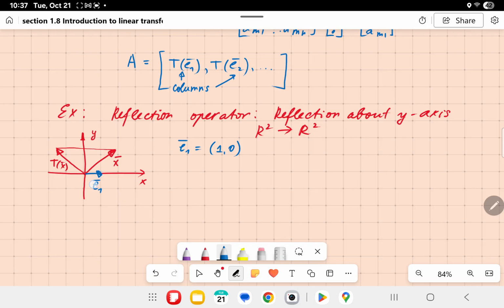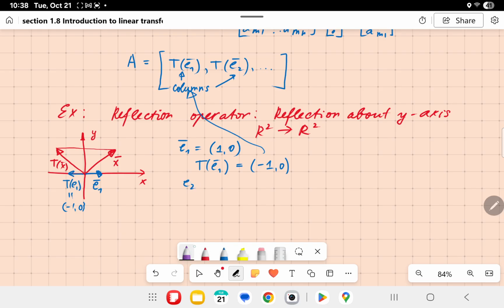How is reflection going to affect it? Well, reflection about y-axis is going to produce a vector like this, right? That's t of E1. What are going to be the coordinates of that vector? The coordinates are going to be -1, 0. So basically, guys, the transformation of E1 is going to give me vector -1, 0. So that's going to be the first column of the matrix.